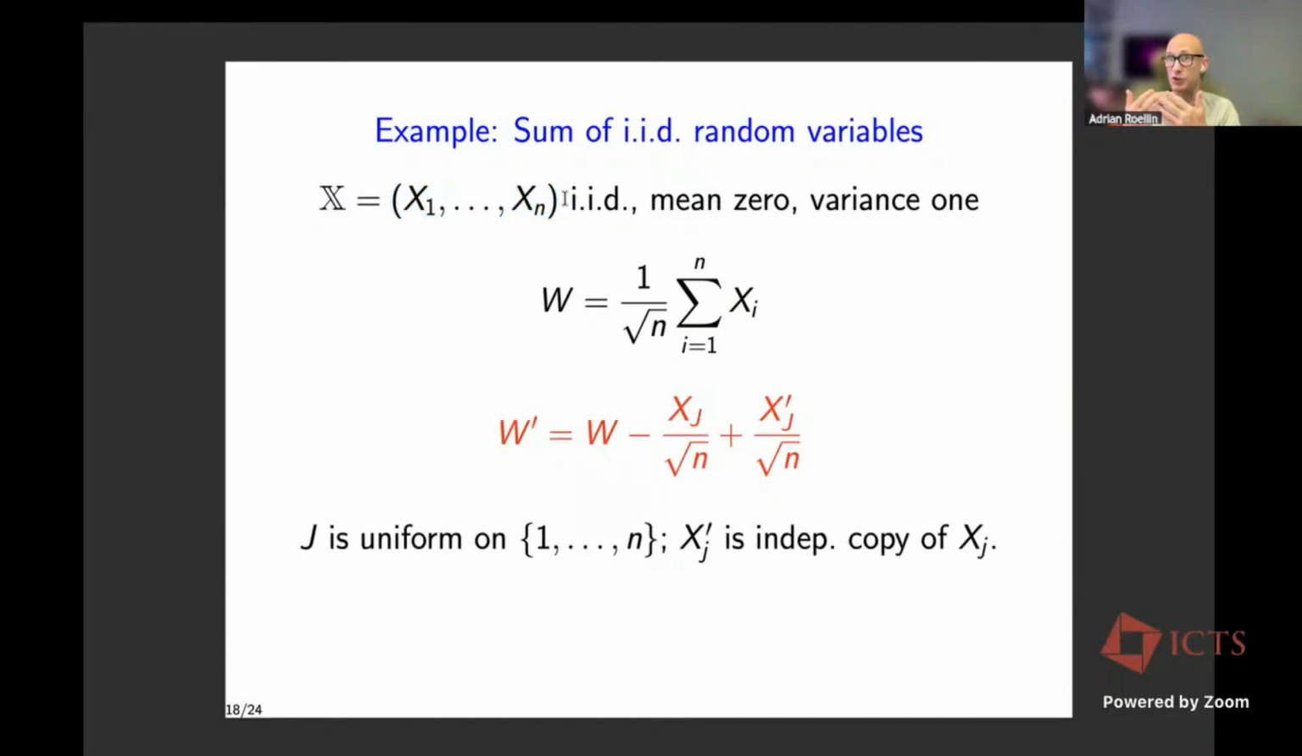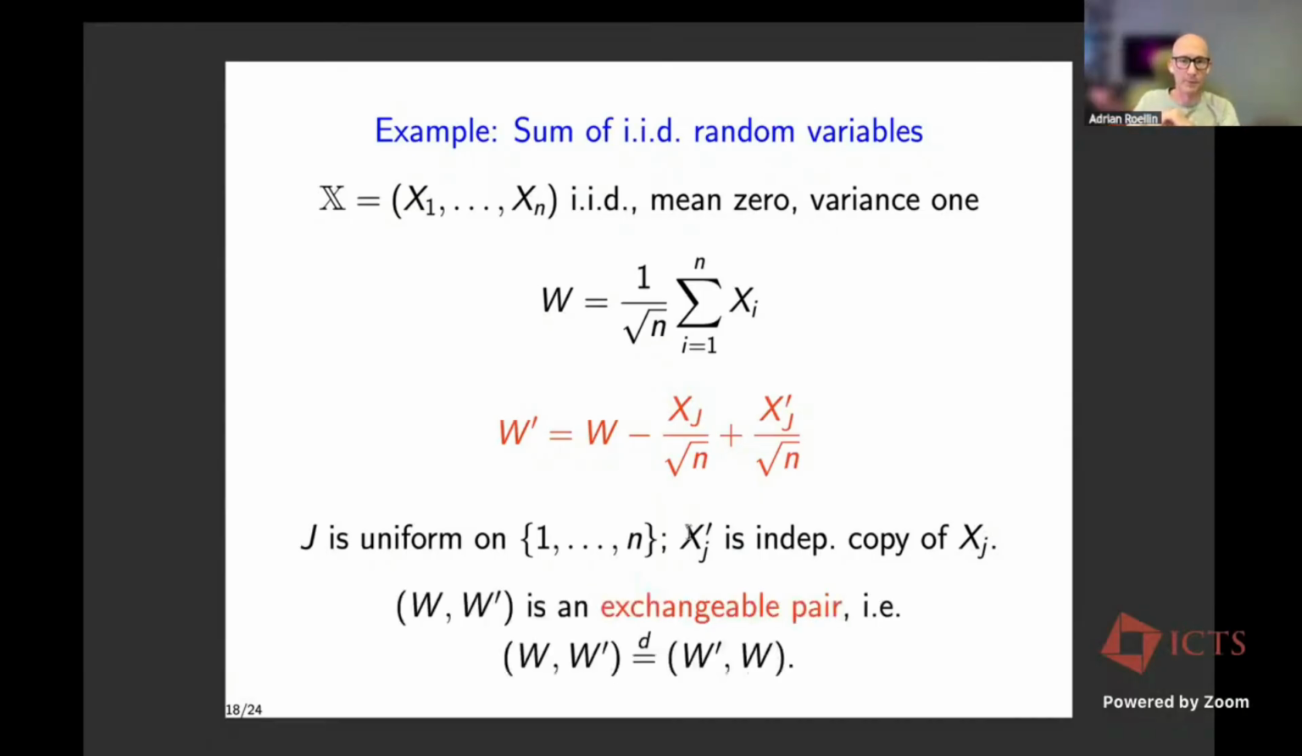So what does such a perturbation look like? What Charles Stein did, he said, okay, let's just pick one of these summands, throw it away, and replace it by a new copy of that. So capital J here is a uniformly chosen random index. You remove that summand out of the sum and replace it by a new copy. We call that X prime. Okay, that's certainly a small perturbation because you haven't changed the whole sum, you've just changed a small part of it.